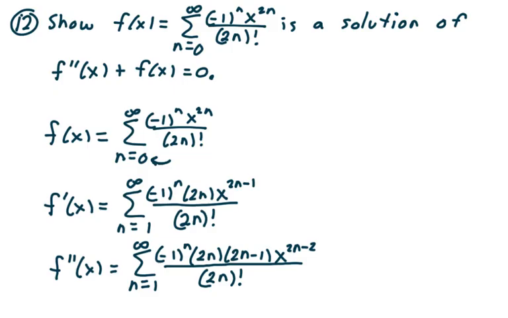When I take the derivative, I get f prime of x is the summation from n equals 1 to infinity of negative 1 to the n times 2n x to the 2n minus 1 divided by 2n factorial. If I take the second derivative, that's the summation from n equals 1 to infinity of negative 1 to the n times 2n times 2n minus 1 x to the 2n minus 2 divided by 2n factorial.